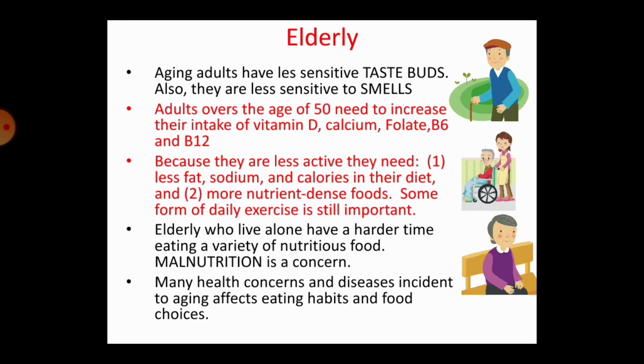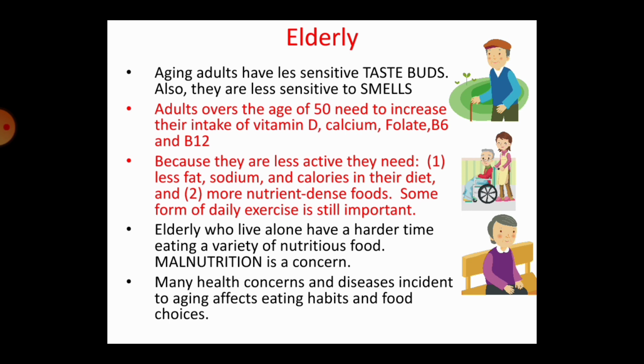Regarding the elderly, aging adults have less sensitive taste buds. Also, they are less sensitive to smells, and their energy requirements and metabolic needs are less. What they require more is vitamin D, calcium, folate, B6 and B12. Because they are less active, they need less fat, sodium, and calories in their diet. They need more nutrient dense food. We don't have a dietary plan for the elderly, but now ICMR is preparing some nutritional guidelines for the elderly.